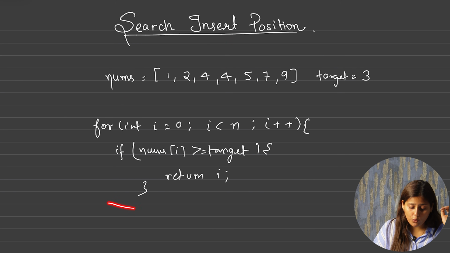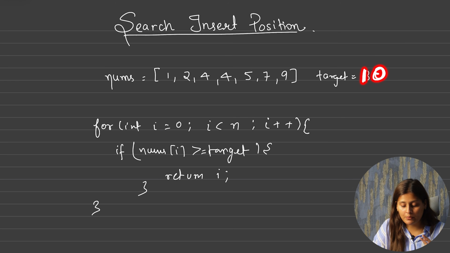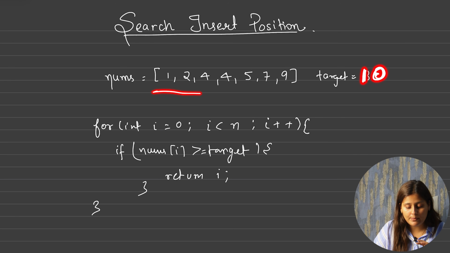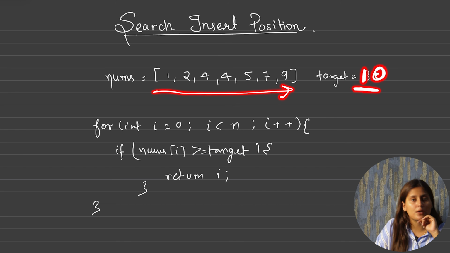Or else, if we don't find any such index, suppose we would have inserted 10. If we have to insert this number 10, definitely no such element will pass, correct? And what do you think, where should this 10 be inserted? At the last index. Okay, last index.